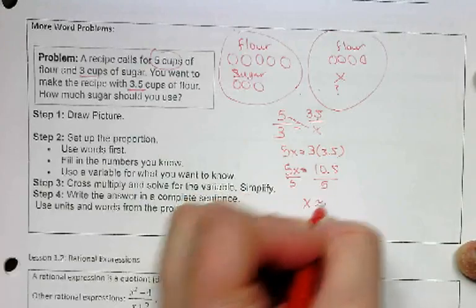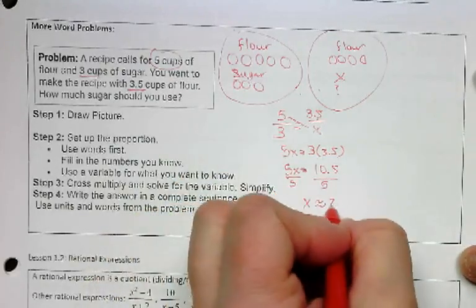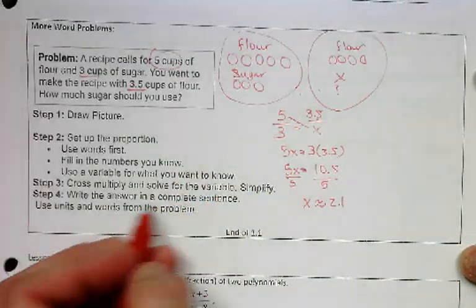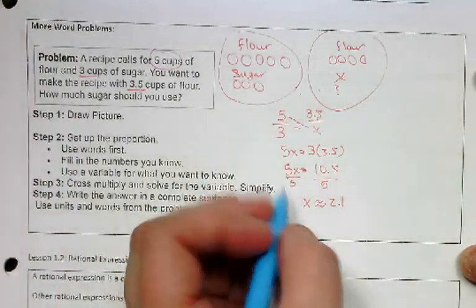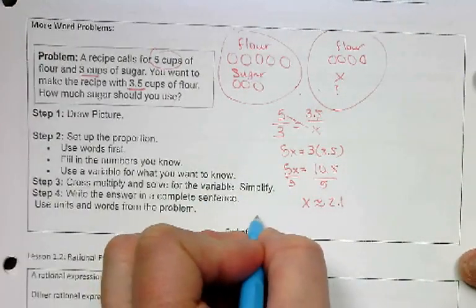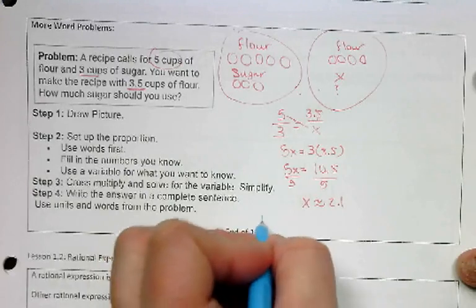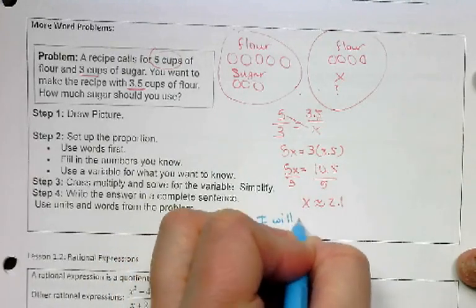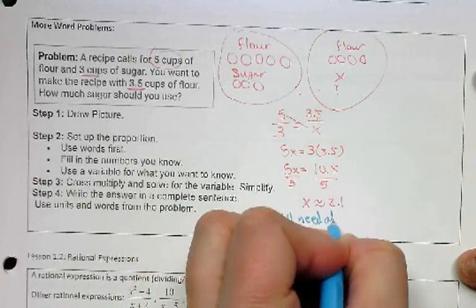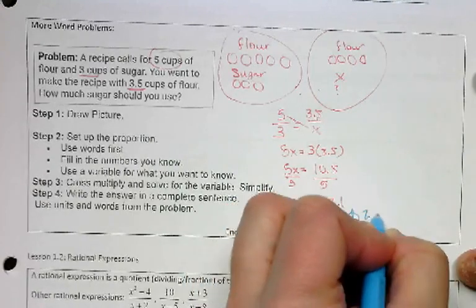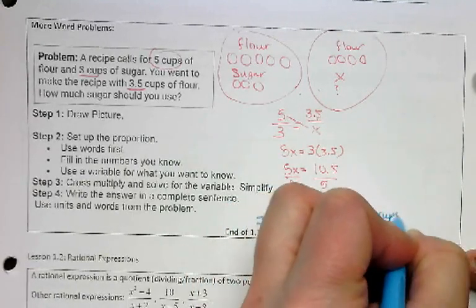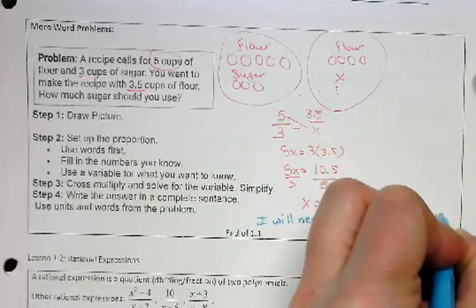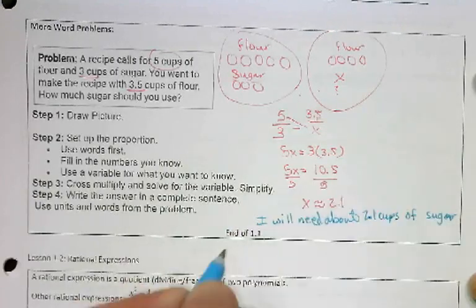Now it says write it in a complete sentence. So, I will need about 2.1 cups of sugar for my reduced recipe.